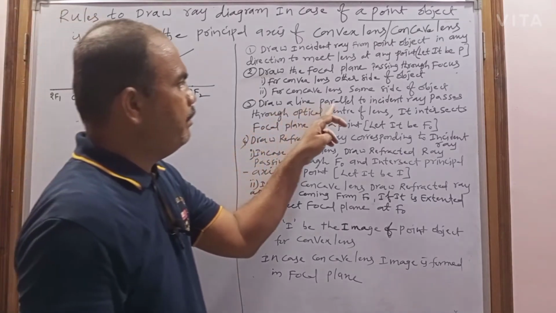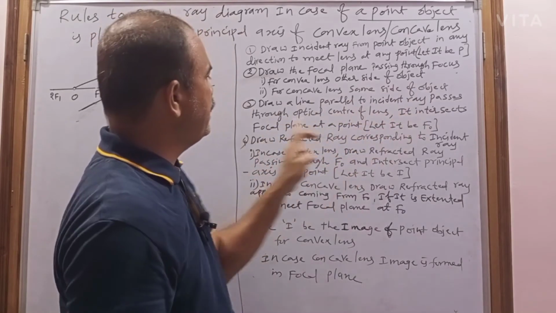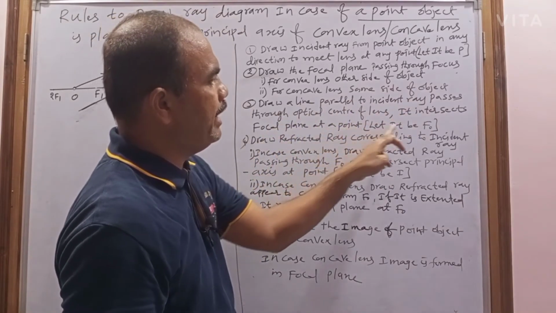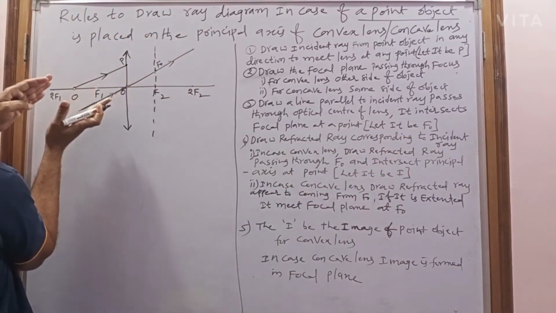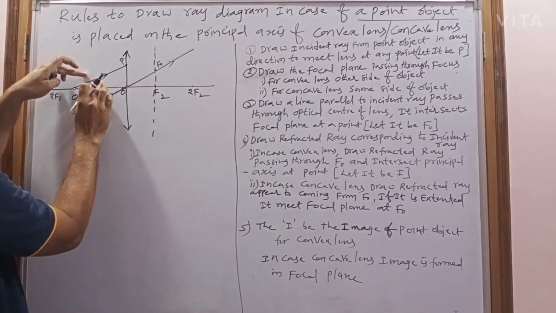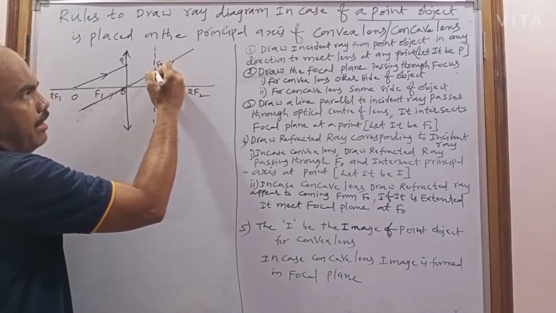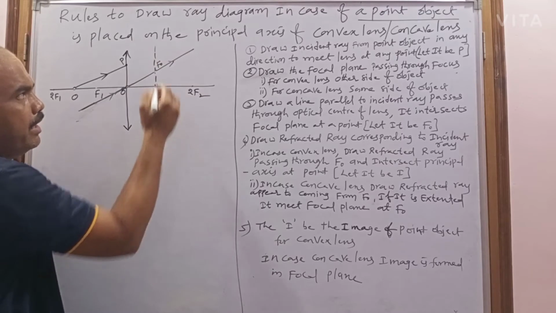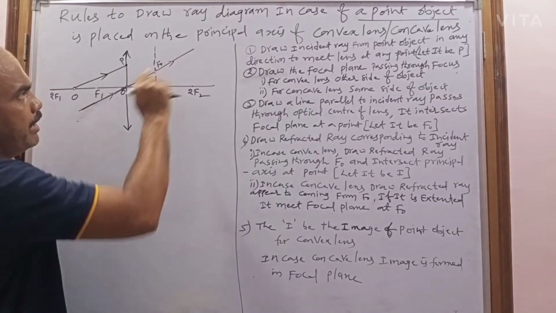So draw a line parallel to the incident ray, passing through the optical center of the lens, and it intersects the focal plane at a point, let it be f0. So this is the line drawn through the optical center of the lens and parallel to the incident ray. When I draw that line, that ray will intersect the focal plane at a point, that is f0. That point I am taking as f0.